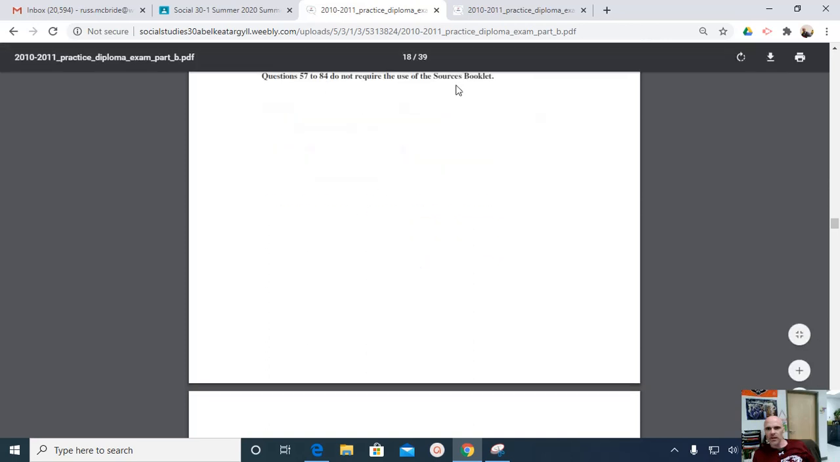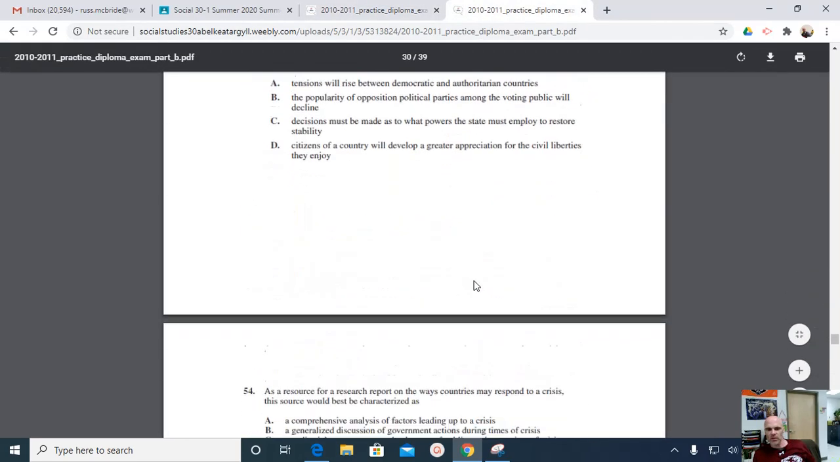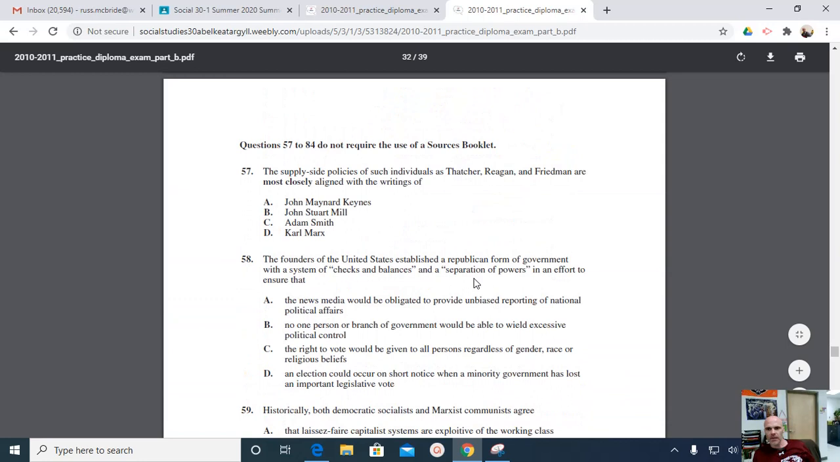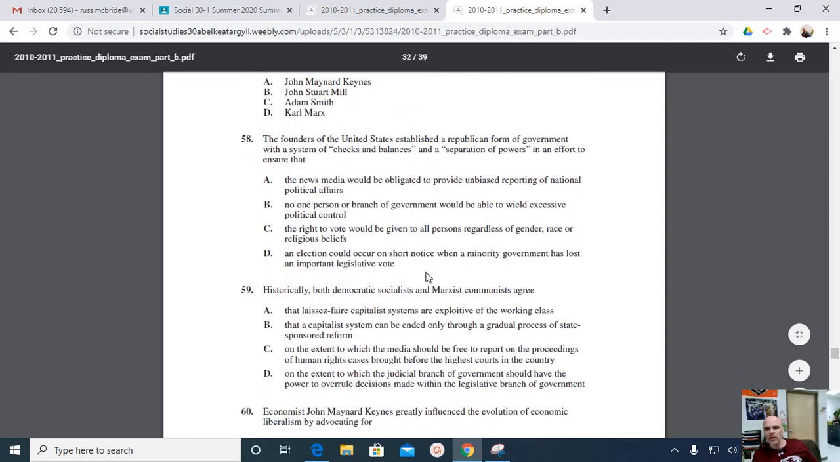So now we're up to questions that have no source booklet. So just standalone questions. There are going to be some that are economic. The supply-side policies of Thatcher, Reagan, Friedman are most closely aligned to. So again, these guys are on the right of the economic spectrum. So was Adam Smith. Founders of the United States established a republican form of government with a system of checks and balances in an effort to ensure that no one person or branch could wield excessive powers. These are recall, right? Checks and balances, matching, chunking. There is nothing in the question that's really going to help you. This is, have you memorized that content.